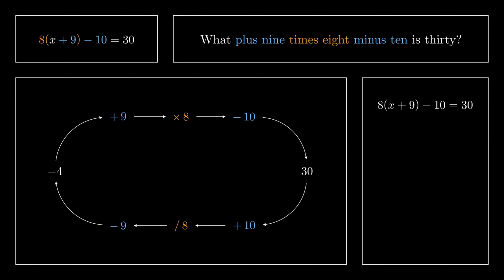So the most efficient thing to do here is to start by adding 10 to both sides, cancel those out, bring everything down, evaluate 30 plus 10, which is 40. Step 2, divide both sides by 8, cancel those 8s out, bring everything down, evaluate 40 divided by 8, which is 5. Step 3, subtract 9 from both sides, cancel, bring it down, evaluate. The answer is -4.